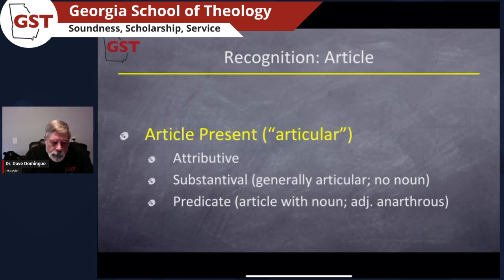All right, so how do we recognize? Let's talk about the article. If the article is present, that's called articular. If there's an article, then it functions attributively, or it could function substantively, although generally it has no noun. It's articular with the adjective, and there's no noun for it to modify. That's the difference here. If it's predicate, there's an article with the noun, but the adjective does not have the article. It's anarthrous. And that's the key here to understanding it.